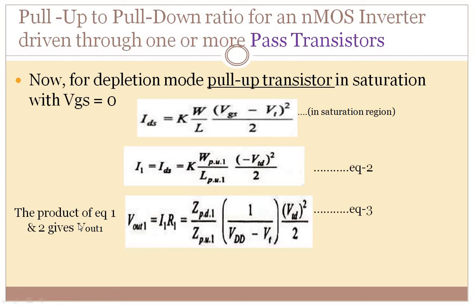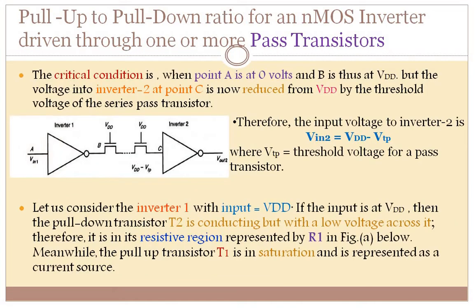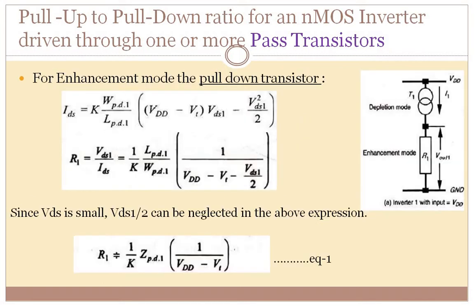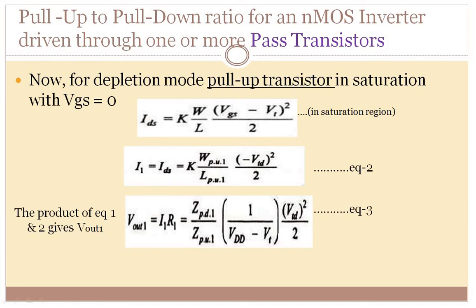Now what I am doing is the product of this I1 into R1 for getting the output voltage from inverter 1. Just go back to the figure. From this inverter 1, you have to get the output. V out is equal to, what is V? V is equal to I into R. We have the value of I1 and we also have R1. So we have to do the product of both I1 and R1. So V out 1 is equal to I1.